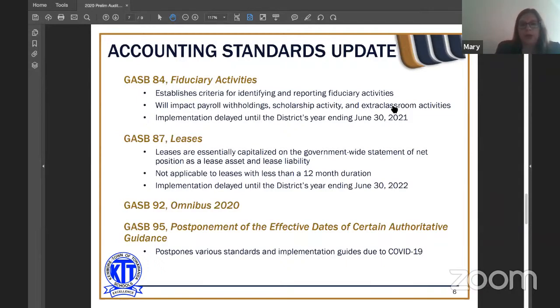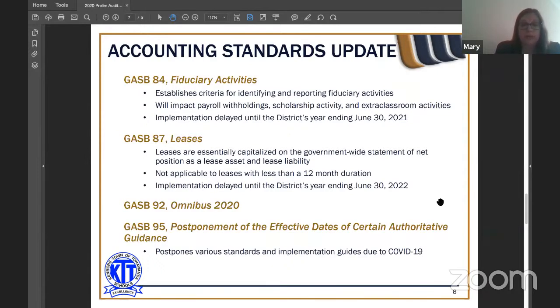GASB 92, the Omnibus 2020, this basically just takes a look at all the GASBs that had recently been implemented and kind of looks at the recording and the disclosures of those GASBs and tries to basically just work out any kinks or inconsistencies every once in a while after GASB implements a few different standards. They kind of take a look at them as a whole and see if there's any tweaking that has to be done to them. And that's usually in one of these omnibus standards.